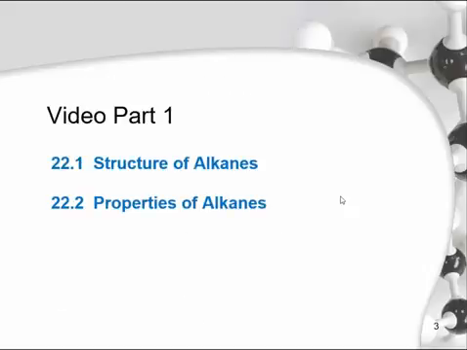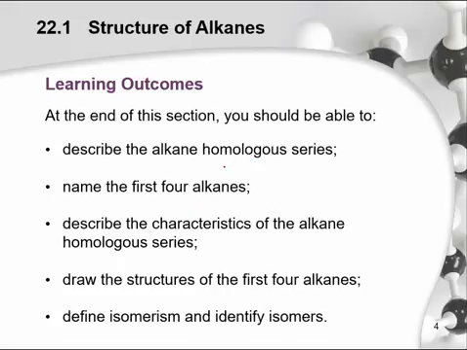Now, this chapter is divided into 3 different videos because of the length of the chapter. In the part 1 video, we have the structure of alkanes and the property of alkanes. In this section 22.1, we learn about the alkane homologous series, which is the whole family of alkanes. You learn about naming the first 4 alkanes, the characteristics of the alkane homologous series in terms of their reactions and physical property, as well as drawing the structures of the first 4 alkanes. And we also need to learn a bit about isomerism and identify isomers.